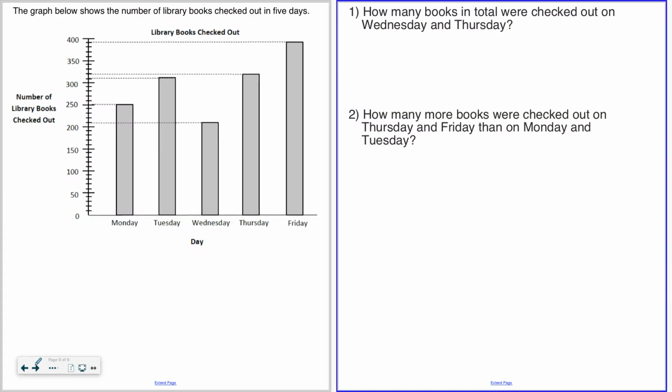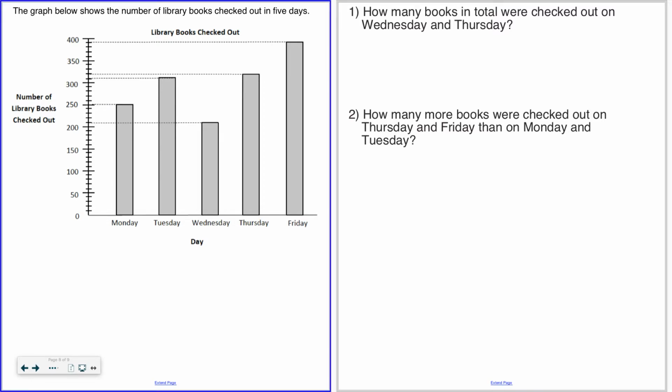We're going to keep working on our data reading skills. This bar graph shows the number of library books checked out in 5 days. So the title is Library Books Checked Out. I have my scale here going up by 50: 50, 100, 150, 200, and so on. And these numbers represent the number of library books checked out, and each bar represents the day of the week. So for example, for Monday, I see 250 books were checked out, right? And they even have these dotted lines to help us identify them.